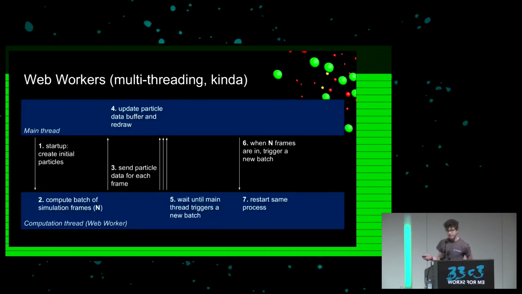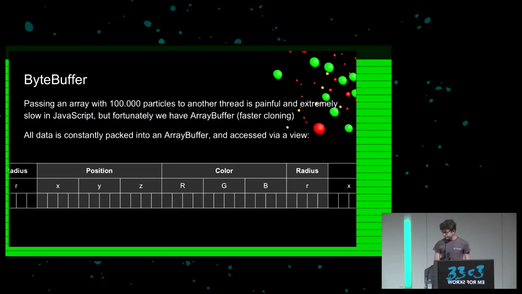Apart from that, I'm also doing multi-threading, kind of. I'm using web workers to separate the rendering of this simulation and the computation of the frames. So when you have a very large simulation where every frame takes maybe a second, you can still smoothly work with the web page. In order to efficiently communicate this data from the web worker to the render thread through to WebGL, I'm using something called a byte buffer, because this copies much quicker.